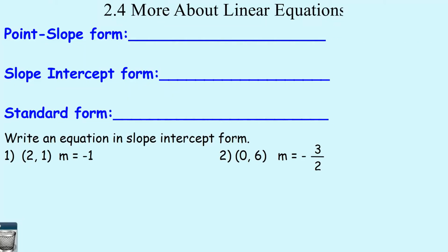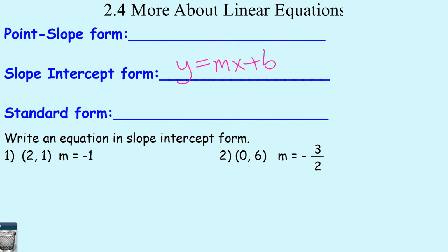Hello. Today we're going to talk about 2.4, which is all about linear equations. There are three different forms you need to know. Basically, you always need to read your directions and know which form I'm asking for. Okay? So, slope-intercept form we've already talked about. So that's y equals mx plus b.